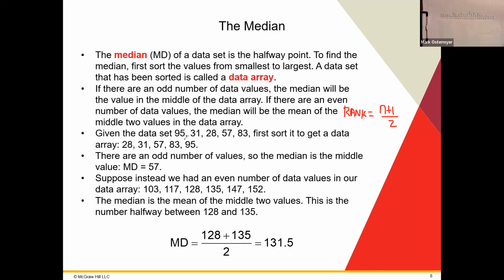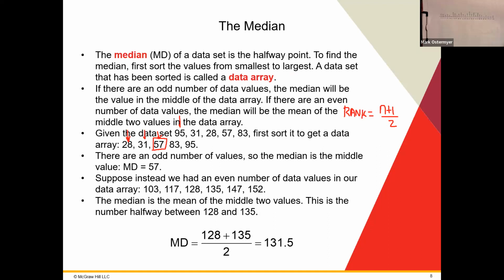For instance, this first data set has 5 observations in it. So the rank of our median value is going to be 5 plus 1, which is 6, divided by 2, is 3. So the median value is going to have rank 3. So here's rank number 1. Wrong, it's got to be the sorted data. Here's rank number 1. There's rank number 2. And there's rank number 3. That's why this is the median value, because it has rank 3.